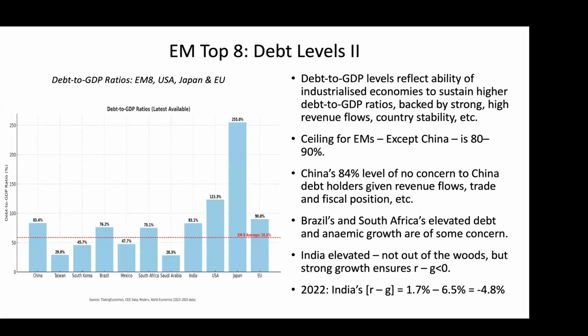The same in our EM world for China. If you look at China's debt to GDP ratio, it's surprisingly high at 84% of GDP. But given the massive trade surpluses it runs, its growth rates, the nature of the economy and savings levels, there are no concerns by bondholders about China repaying its debt. This is not the case for the other two, South Africa and Brazil, right?